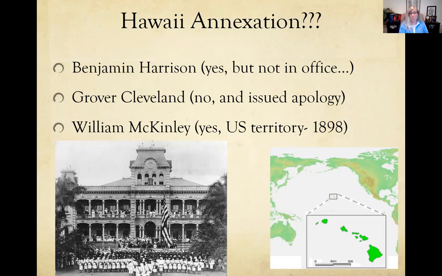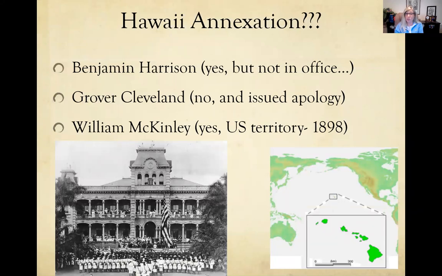Grover Cleveland comes in, and Grover Cleveland is going to look at the situation, really take a poll of the Hawaiian people or investigate what's going on in Hawaii. And it becomes quite clear that the Hawaiian people have no interest in becoming part of the United States. And so he therefore says, no, I will not annex Hawaii, and issues an apology, and things are still in limbo.